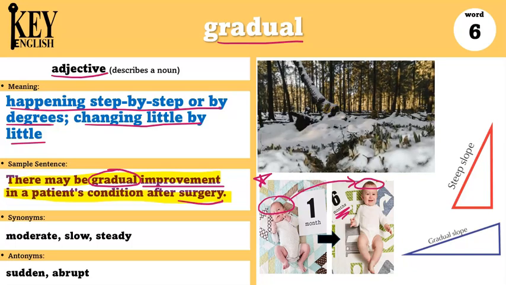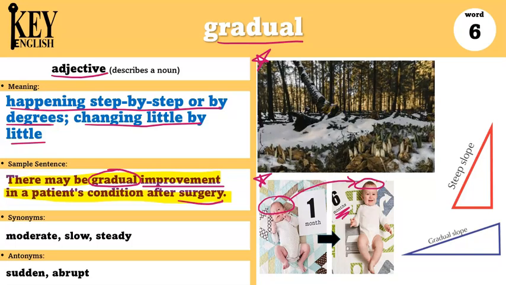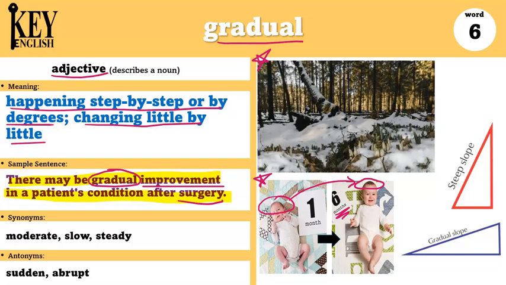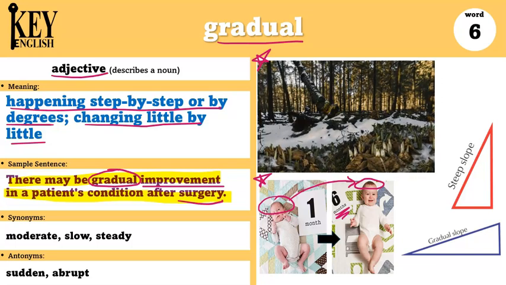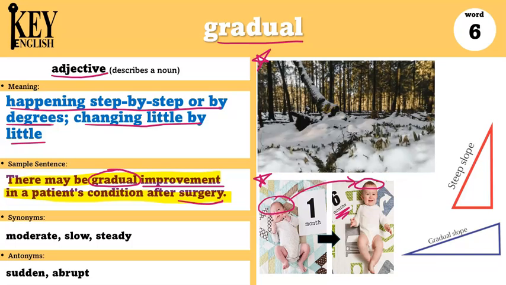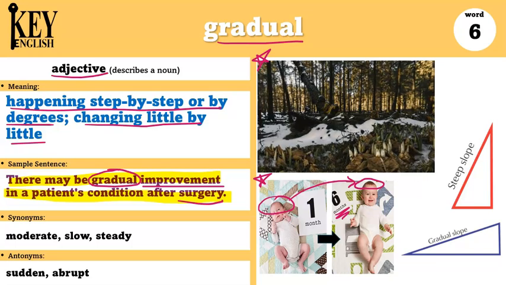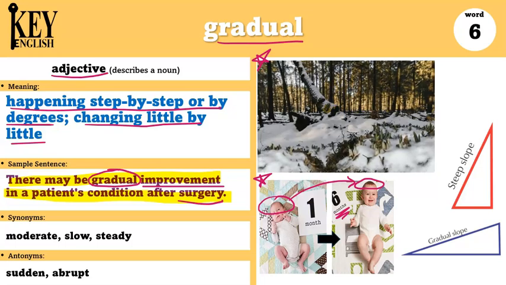The same can be said about the weather. There's usually a gradual change from cold to warm at the start of the spring. It's not just one day is freezing and then one day is extremely hot. There's a slow time when it's getting warmer and warmer. So we can describe it as being gradual.